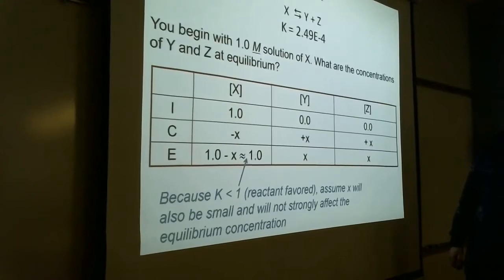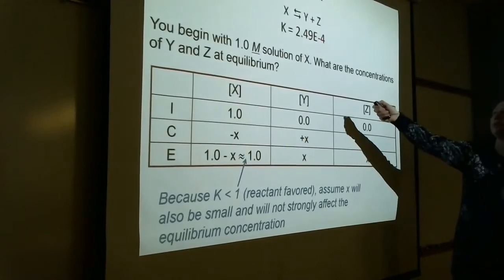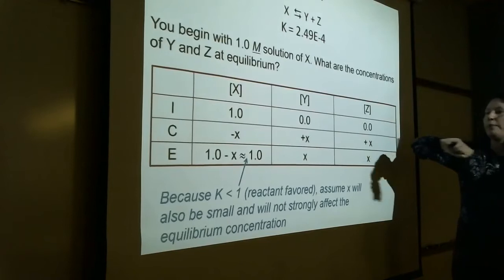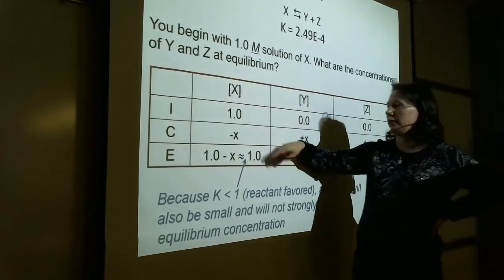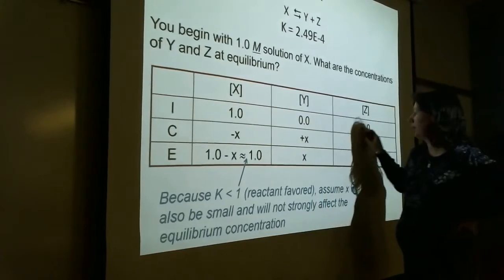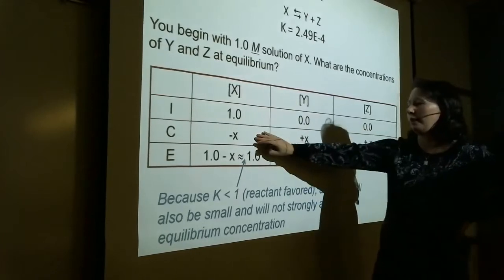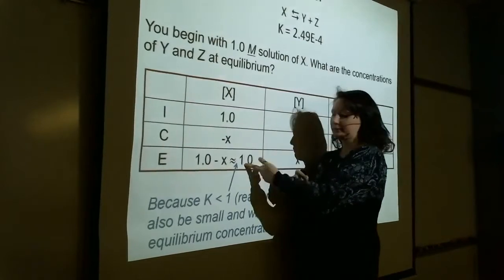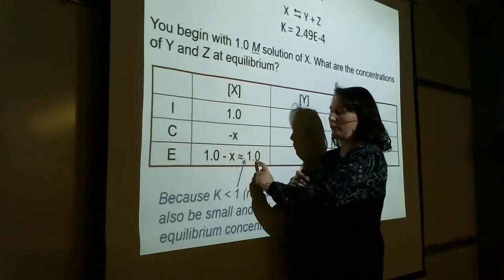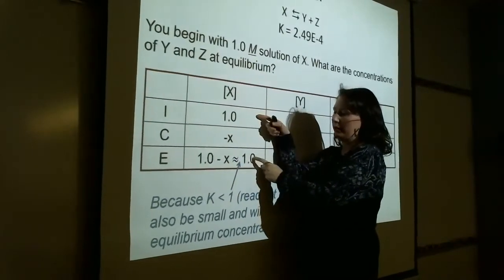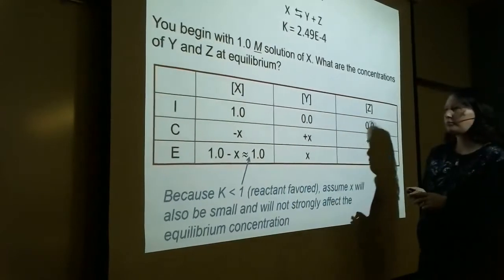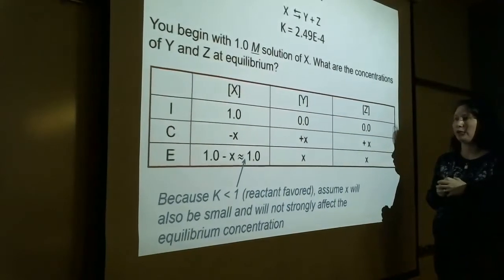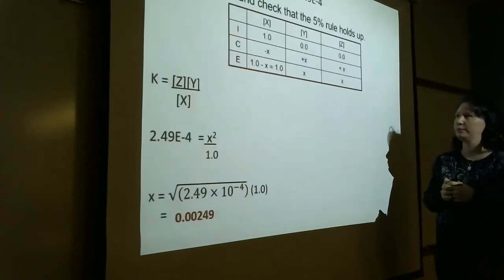All right, so because K is significantly less than 1, we're going to make the 5% approximation here, right? Because 1, 0, 0, this is going to go up by X, this is going to go down by X. We're going to assume that 1 minus X is approximately 1. X is small enough that it's not going to change significantly at equilibrium. So that's what your ice table should look like if you're making the 5% approximation.